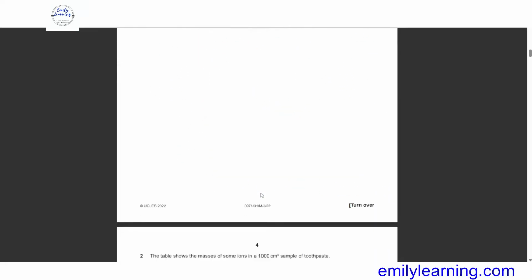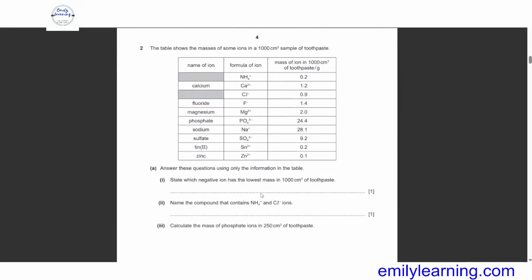Okay. Moving on to question 2, answer these questions using the information in the table below. So what is this table? What does it show us? It shows us the mass of some ions in 1000 cm³ of sample toothpaste. So it gives us the name of the ion, its formula, and its mass in grams in 1000 cm³ of the toothpaste. So you're asked to answer these questions using only the information in the table.